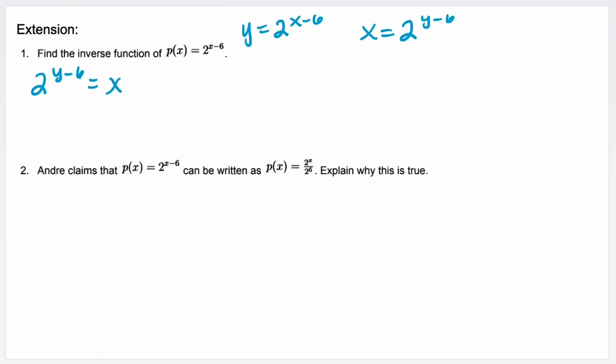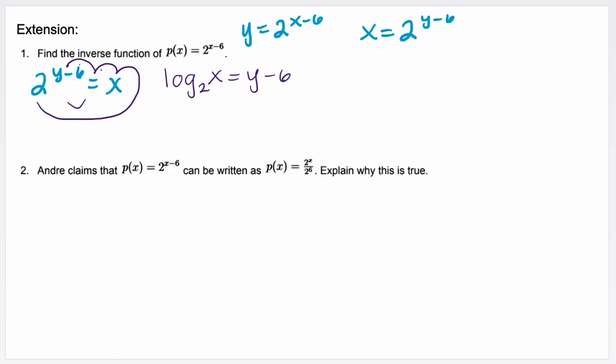And then I'm going to convert it to a logarithm. So I'll have log base 2 of x equals y minus 6. So there's my loggy froggy. So log base 2 of x equals y minus 6. And I'm still solving for y, so I am going to have to add 6 to both sides.